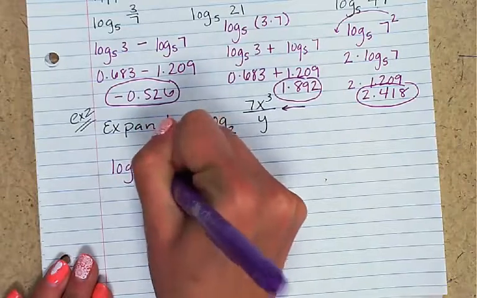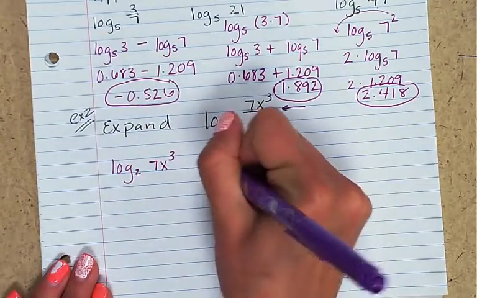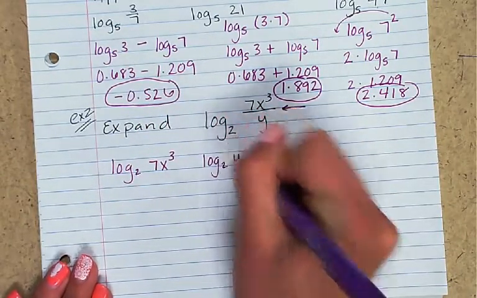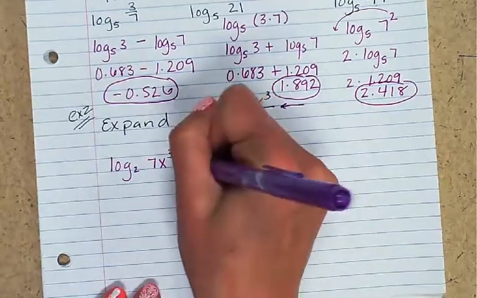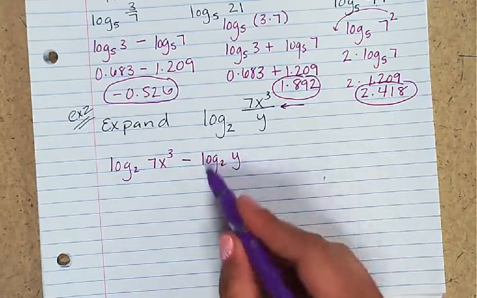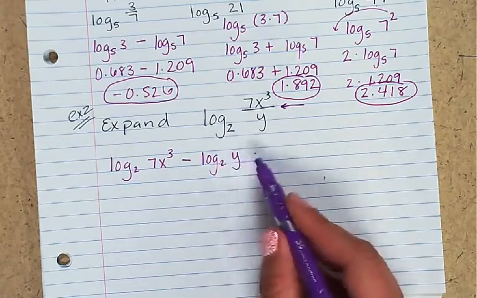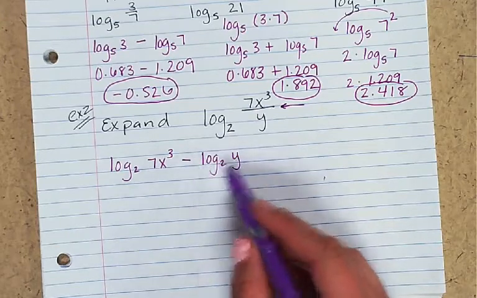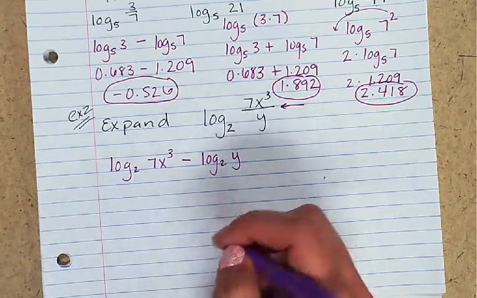So log base 2 of the top and log base 2 of the bottom. And as I said, division changes to subtraction when you're splitting them up. So now, if I look here, there's nothing else to do. Log base 2 of y, there's nothing being multiplied, divided, or exponents. It's stuck. But here, there's a couple things I can do.